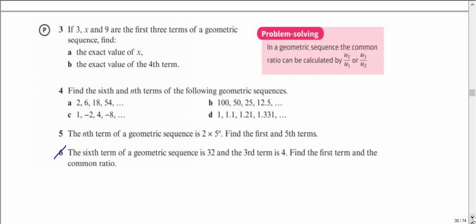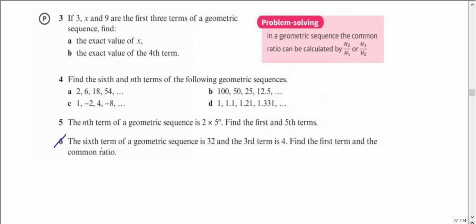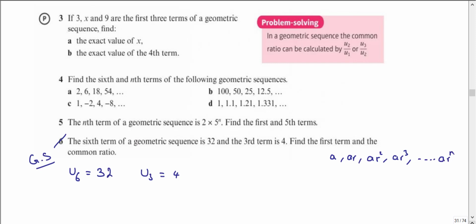Pay attention, number 6. They say the sixth term of a geometric sequence, which is U6, is 32. And the third term is 4, so U3 is 4. Do it this way, and this is a geometric sequence. It means keep in your mind that the sequence looks like this: A, AR, AR squared, AR cubed, up to AR power n minus 1, the last term.